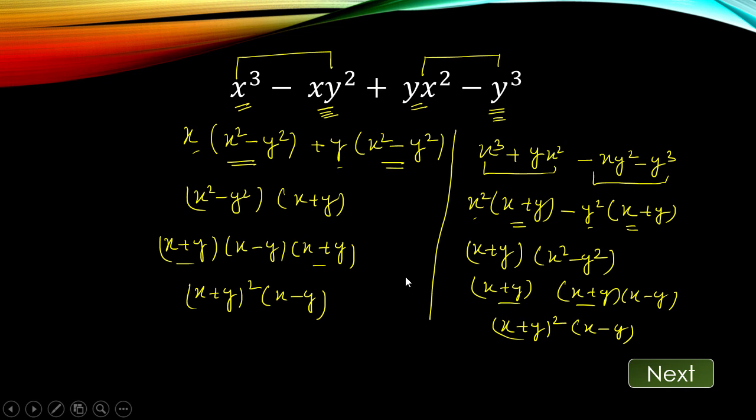Sometimes in the grouping method we find that two methods are possible, but not always will we find two methods. If we are able to solve the question by one method, it is sufficient, but sometimes we will find two methods are there if we change the groups, and we can still factorize the polynomial.